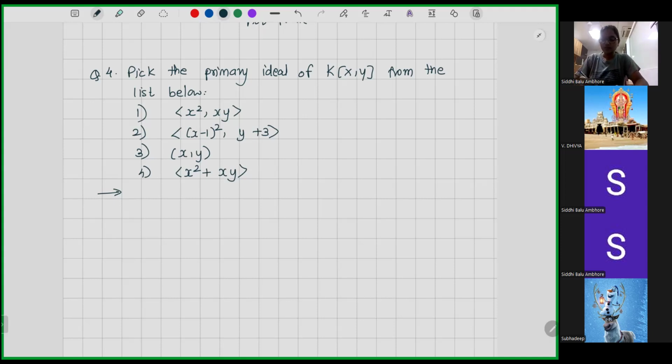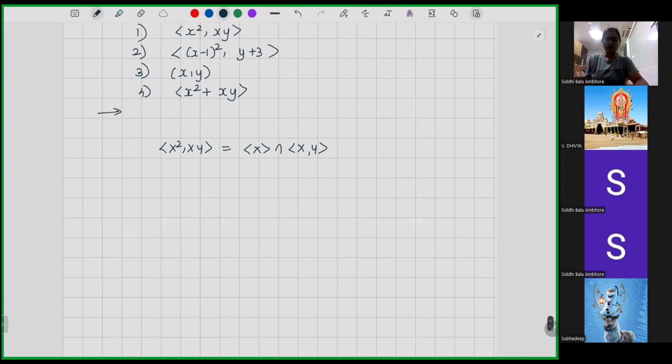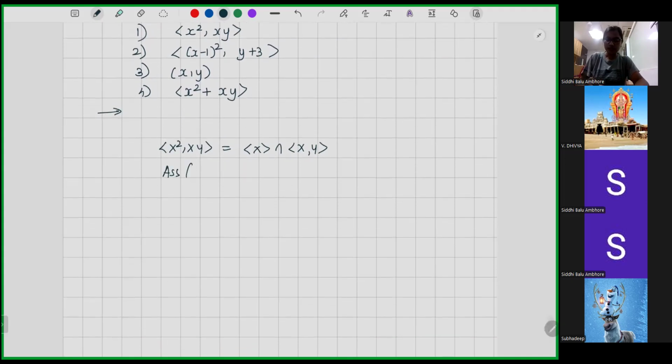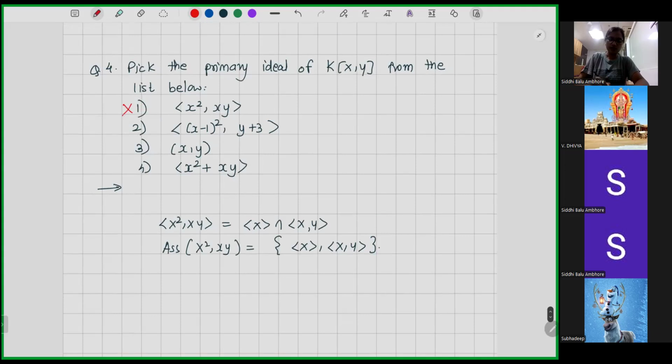Which one of these is a primary ideal? First of all, this x squared, xy is this, right? So associated primes are also radicals of primary components in primary decomposition, if you remember. So the associated primes of this ideal x squared, xy are these two. So the cardinality of the set of associated primes for this ideal is 2. So therefore this is definitely not a primary ideal.